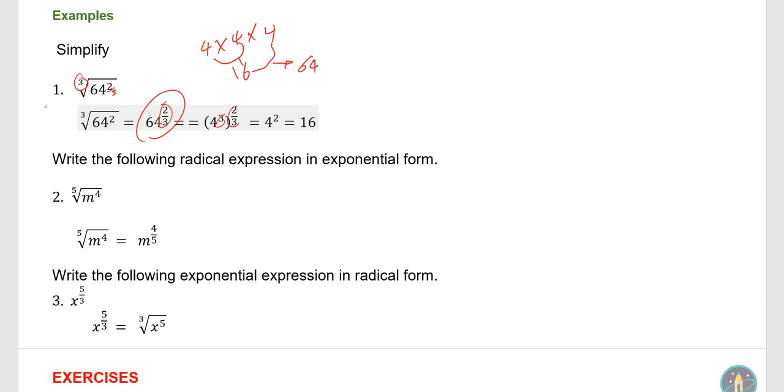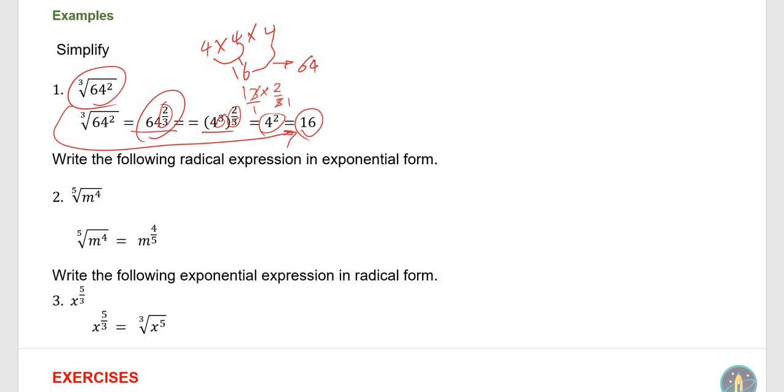And then look at what happens. We can multiply this and this. So 3 cancels with the 3, because it's 3 times 2/3, so this is the same as 3 over 1 times 2/3. Divided by 3 is 1, divided by 3 is 1. So you just end up with 4 squared, which is 16. Okay? So we went from here to here.